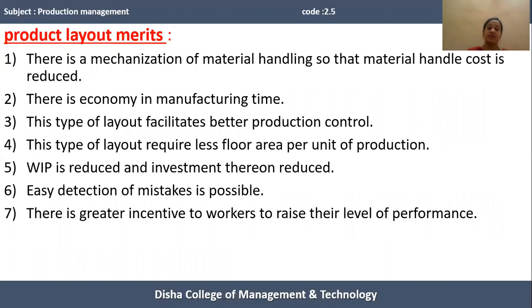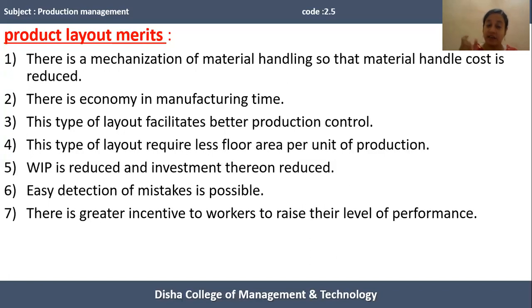Next I will discuss the merits of product layout. There is a mechanization of material handling so that material handling cost is reduced. Means there is a mechanization of material handling, because there is no requirement of moving material from one department to another department. So there is no requirement of material handling equipment.